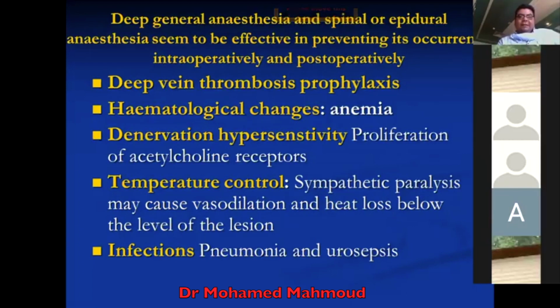DVT prophylaxis, hematological changes like anemia, denervation hypersensitivity, as we said before, temperature control in cervical spine patients is very important, as are infection, pneumonia, and UTI.